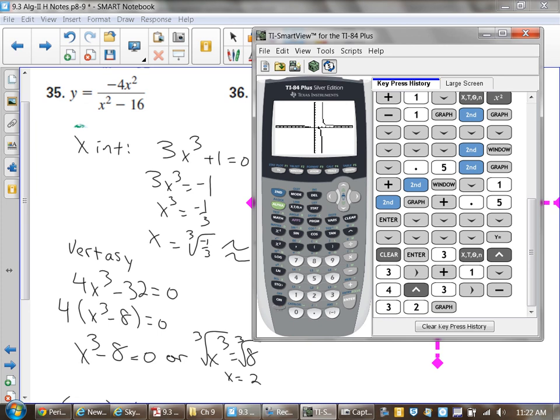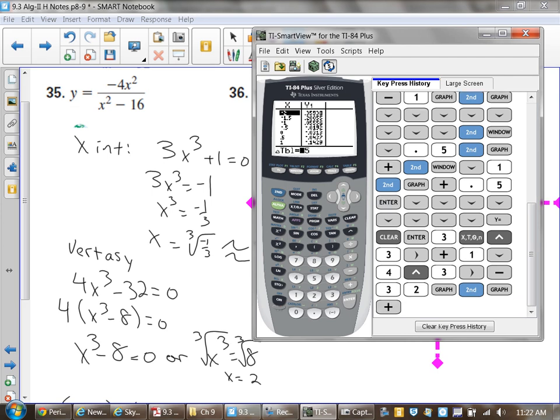Can everybody kind of visualize that it's not passing through? It's kind of bounding around there. Again, go to your table function. I need 2 points to the left, 2 points to the right of your vertical asymptote. Change this back to 1.